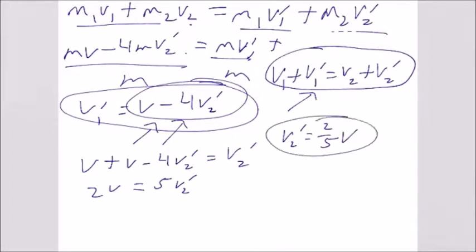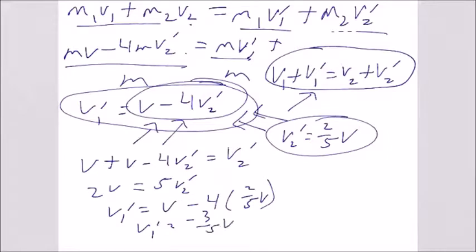Now, we can take that and substitute it in. The easiest place to substitute it would be into this equation. So when we substitute it into this equation, we end up with v1 prime equals v minus 4 times 2/5 v. We solve that for v1 prime, and v1 prime is equal to negative 3/5 times the original velocity. So that's one of our answers.